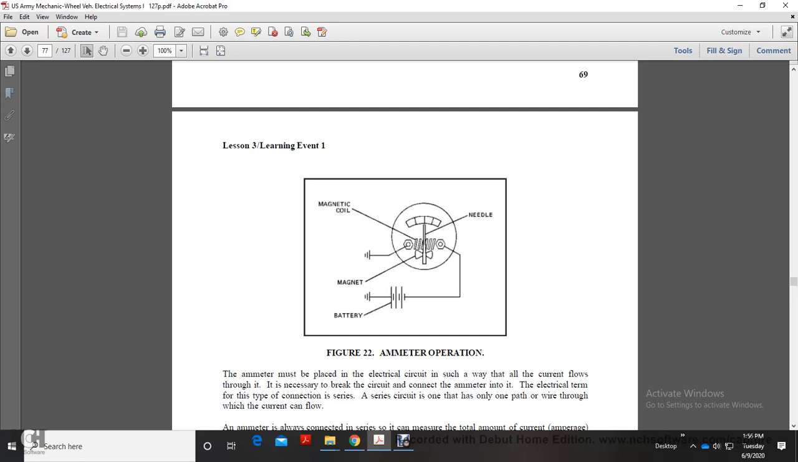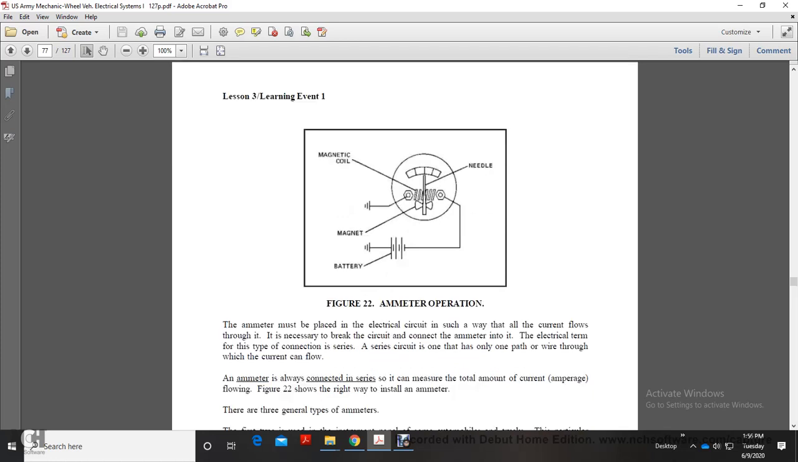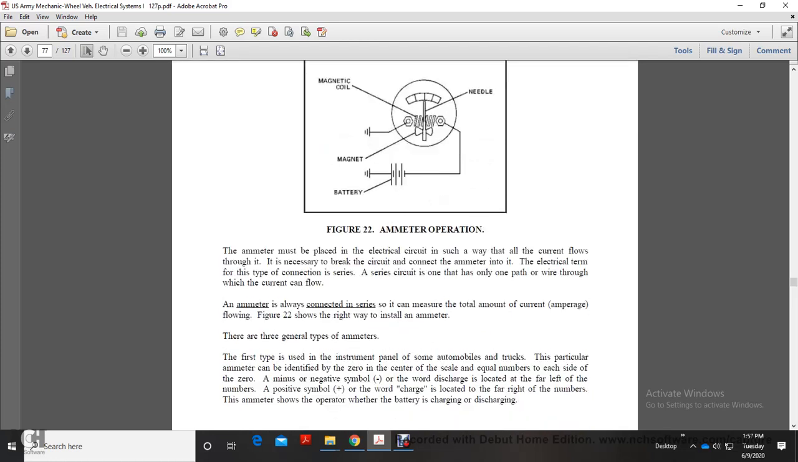Figure 22 shows a battery, a magnet, a magnetic coil and a needle. The ammeter is placed in the electrical circuit in a way that all the current flows through it. It is necessary to break the circuit and connect the ammeter to it. The electrical term for this type of connection is series. A series circuit has only one path of wire in which the current can flow. An ammeter is always connected in series, so it can measure the total amount of current amperage flowing. Figure 22 shows the right way to install an ammeter. It goes from the battery ground to ground.